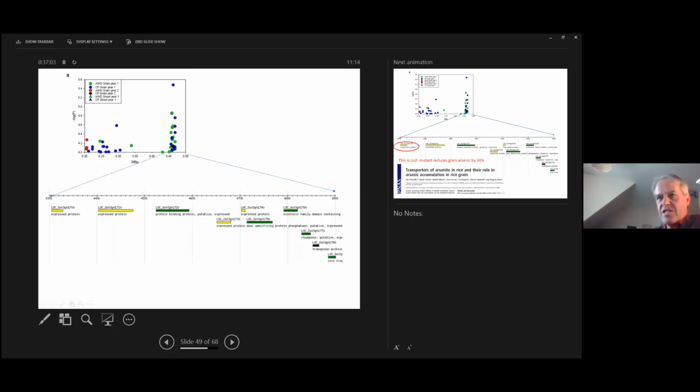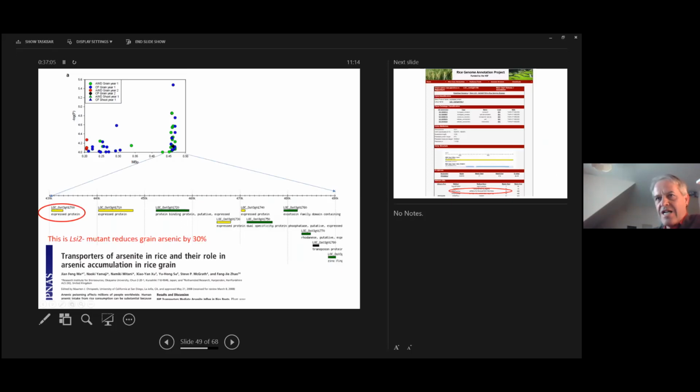But really interesting is one of these genes, although it's annotated as an expressed protein, it really is a gene called LSI2, low silicon 2. It's known to be a transporter of silicon and arsenite, and a mutant of that gene reduces grain arsenic by 30%. But that mutant could never be used in breeding because the plants that are mutated for this gene have very poor silicon uptake, and they are very poor plants.